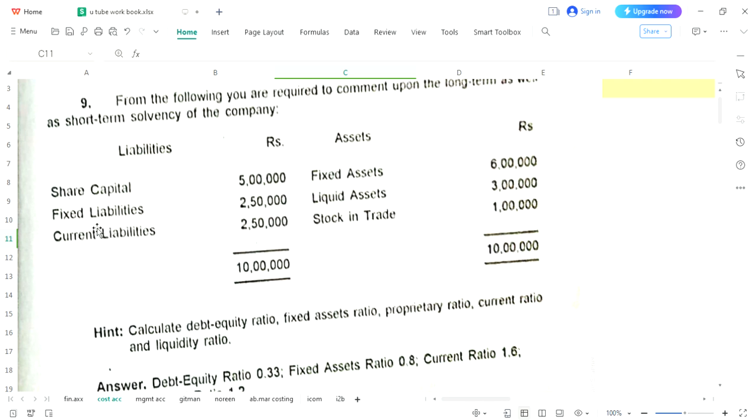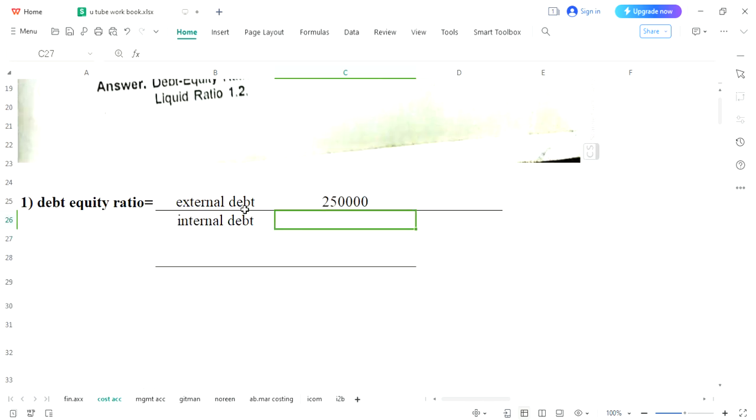What is fixed liability? Fixed liability means you are not liable to pay this loan in a shorter period of time. So a long term commitment has been made. And please understand, external parties will never give you a chance to pay their amount after a longer period of time. These are only internal people. So these two, share capital and fixed liabilities, are internal liabilities. 5 lakh and 250,000. This is your internal debt.